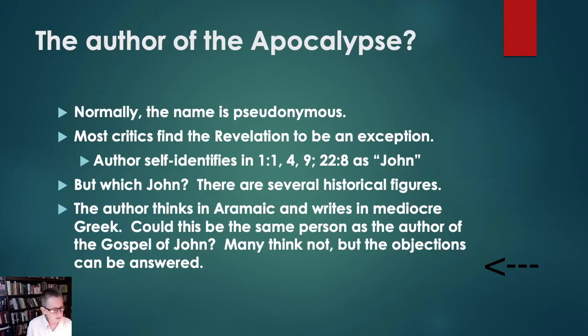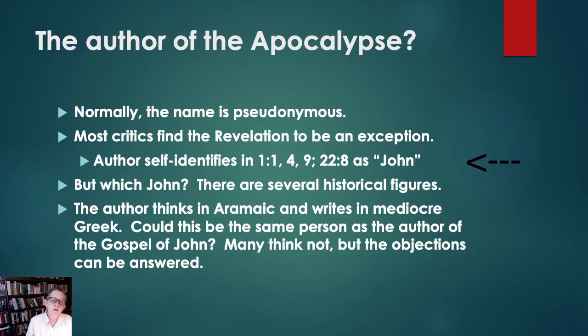Well, let's now look at some of the questions that are always asked of every ancient document. First of all, who is the author of the Apocalypse? Now, you will have noticed when we looked at those other examples that I said they were pseudepigraphs, or another word for that is pseudonymous. In other words, the author's name is not who is really the author. Well, most scholars think that Revelation may be an exception to that rule. The author self-identifies as John in 4 different places at the beginning and end of the Revelation.